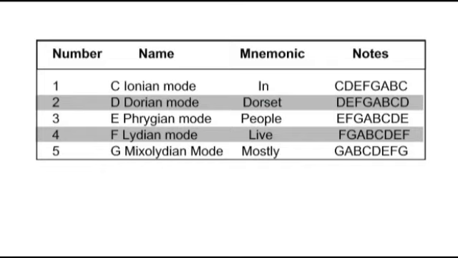The fifth mode of the C major scale is the G Mixolydian mode. Our mnemonic adds the word mostly, M for mostly, reminding us of M for Mixolydian. The notes G, A, B, C, D, E, F, G are the C major scale from notes 5 to 12.